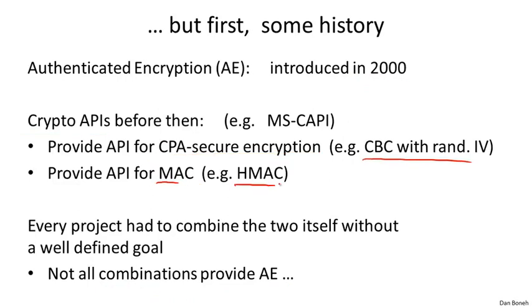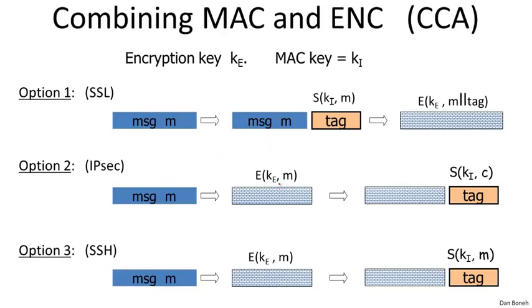So let's look at some combinations of CPA secure encryption and MAC that were introduced by different projects. Here are three examples. First of all, in all three examples, there's a separate key for encryption and a separate key for MACing. These two keys are independent of one another, and both are generated at session setup time. We're going to see how to generate these two keys later on in the course.